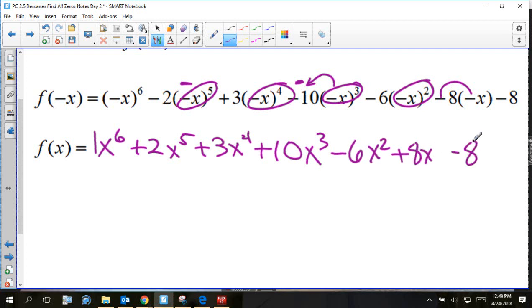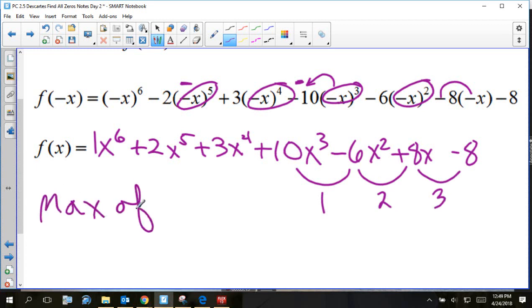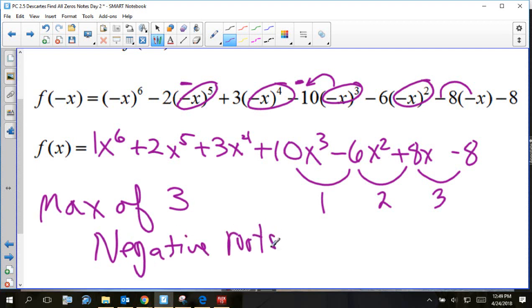And we look for sign changes. Positive, positive, positive, positive. Oh, here's my first sign change. And we have another sign change. And then we have another sign change. So we have a max of 3 negative. So that's a maximum. There could be less.